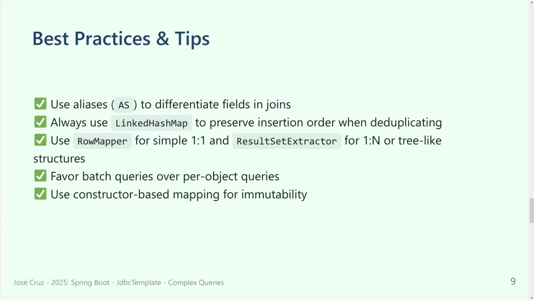Favor batch queries over per-object queries to avoid the N+1 query problem. So batch query means that you do a query that returns all the information that you need, and then on the Java side you group, you filter, you remove duplicates and things like that, and create the results at the end because it will be faster.